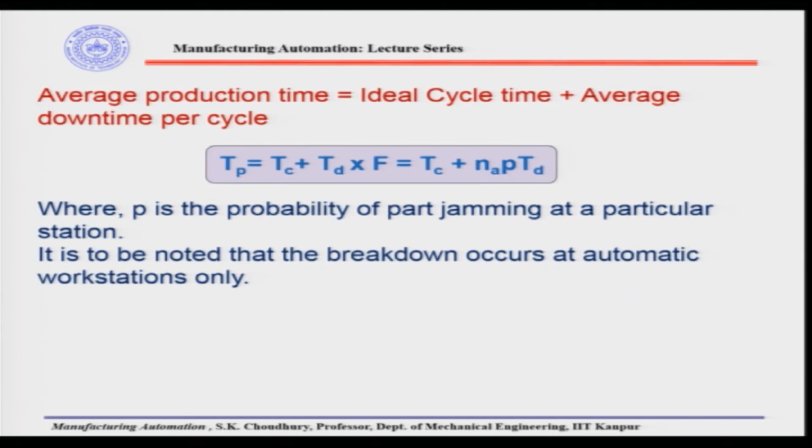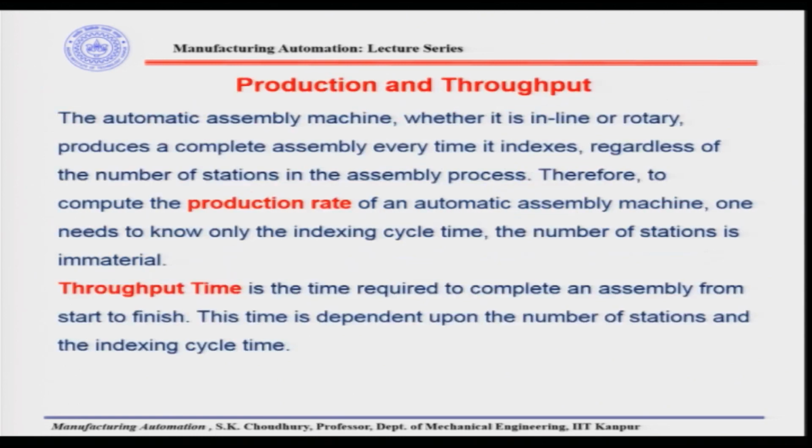Okay. So, the average production time will accordingly be Tc plus Td into F, like in the earlier process, and here F is given by Na into p into Td. Small p is the probability of the line breakdown or jamming of the parts. This we have discussed. Okay.